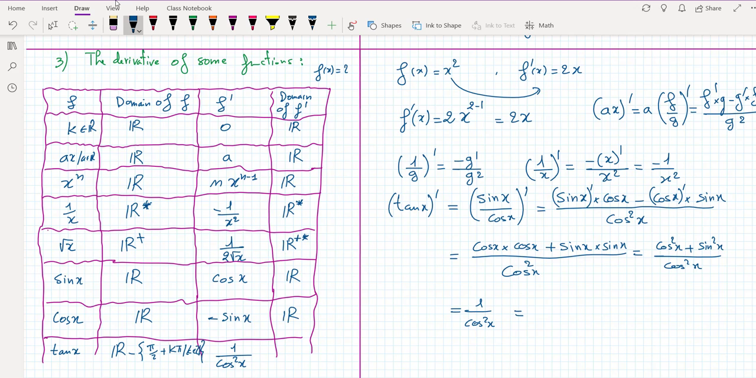Or we can do another thing. It's cosine squared x over cosine squared x plus sine squared x over cosine squared x, which is 1 plus tangent squared x, or 1 plus tangent squared x. Its domain of definition is the same as previous, so it's R minus pi over 2 plus k pi, such that k belongs to Z.